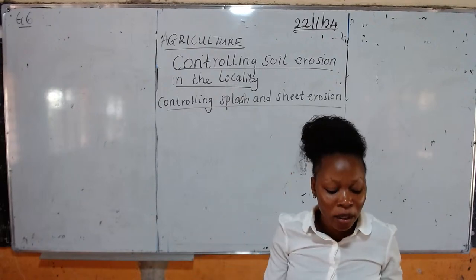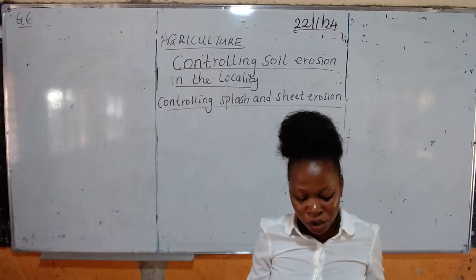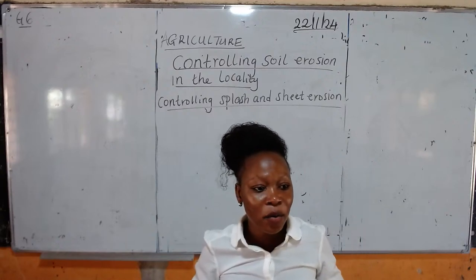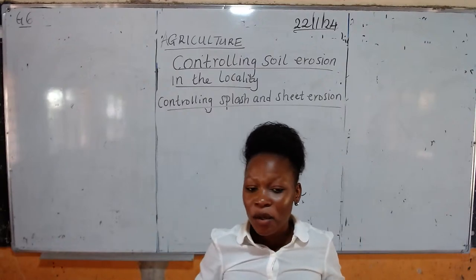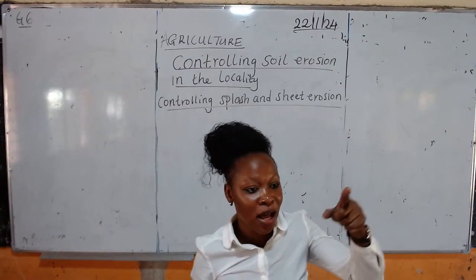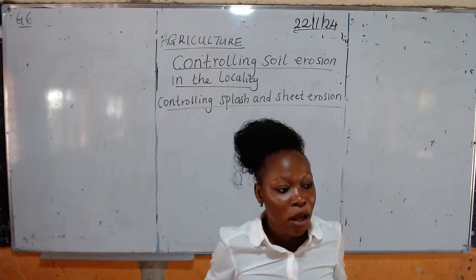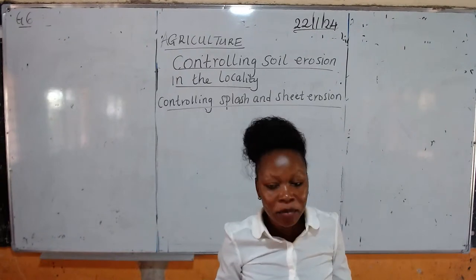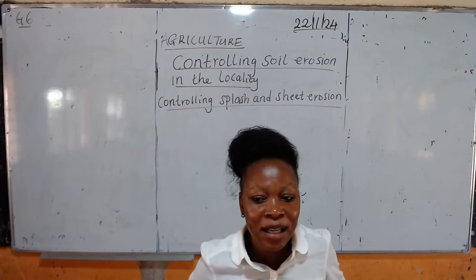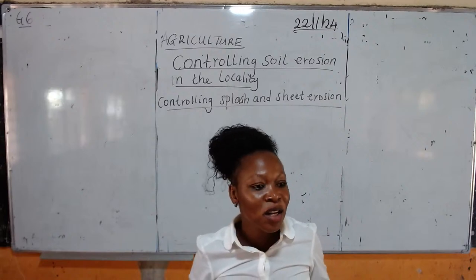Okay, previously we were discussing the differences between the different types of soil erosion. We discussed the four types of soil erosion: we have splash, sheet erosion, gully erosion, and the final one is rill. We discussed the causes or agents of soil erosion. We also looked at the differences between splash and sheet, and the differences between rill and gully.